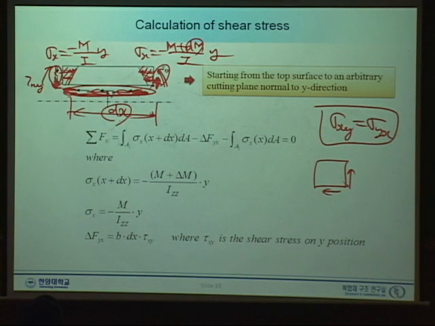Okay. Now, let's say we apply force equilibrium. In which direction? X direction. X directional force.